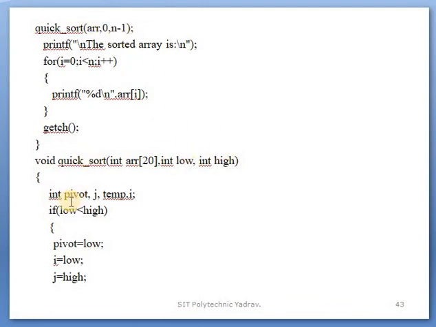In the variable declaration we have int piot, j, temp and I. If low is less than high, the condition is true: low is the 0th position and high is the ending position, n-1. Then initialize piot is equal to low, I is equal to low and j is equal to high. So the 0th position value is assigned to piot, the 0th position to I, and the last position, n-1, to j.